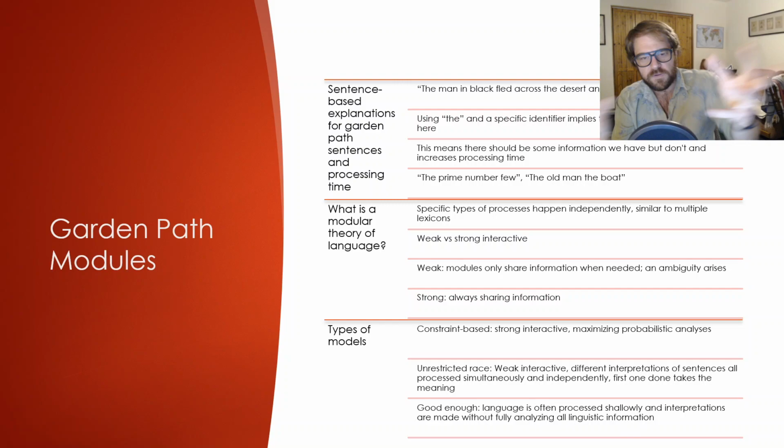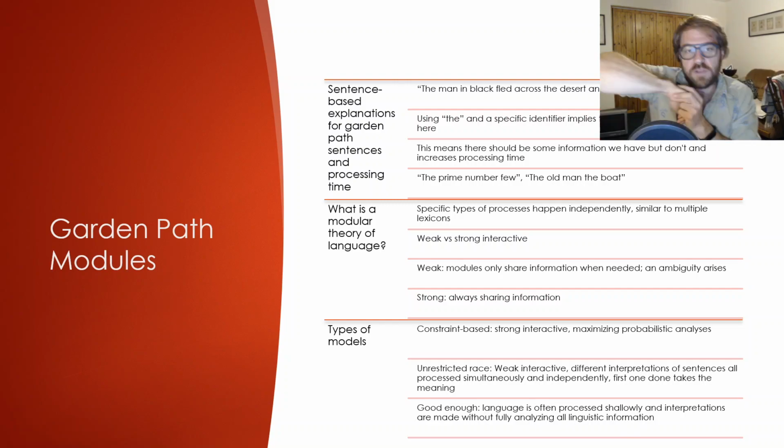We can have an unrestricted race model, which is going to be a weak interactive model. What happens here is you have different interpretations of sentences all kind of being processed simultaneously by different modules, running, trying to figure things out. And the first one who comes up with an answer is going to be the one that takes it. Doesn't necessarily mean it's the right interpretation. It's just the first interpretation that kind of ended up with some sort of answer. And so that's the one that's going to take it.